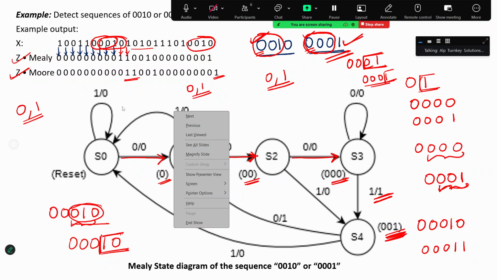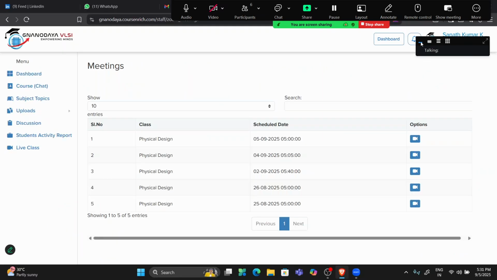One second. Suddenly it's closed. One second. Wait.